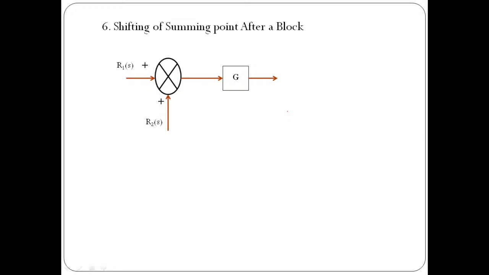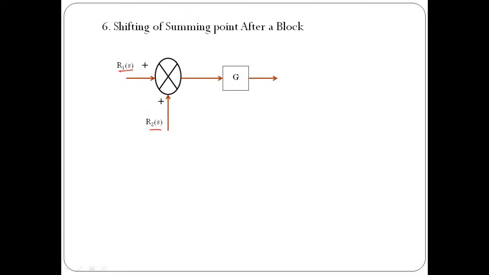In the same way, if you want to shift a summing point after a block, what do we need to do? Again, we need to take an example. This is the example we have taken here. We have a summing point, and to that summing point we have two signals, R1 of S and R2 of S, and the summing point is available before a block.